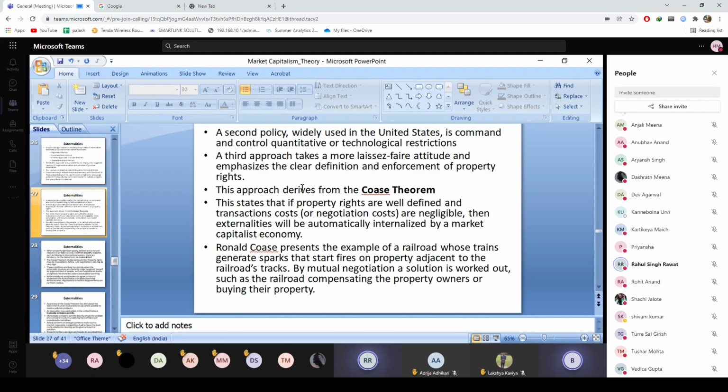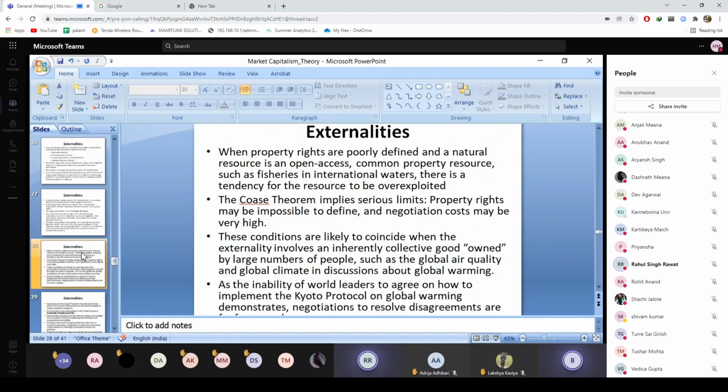So by clearly defining the property rights, a situation may be created to have some kind of negotiation between these two individuals without government intervention. So that is basically precisely the point.